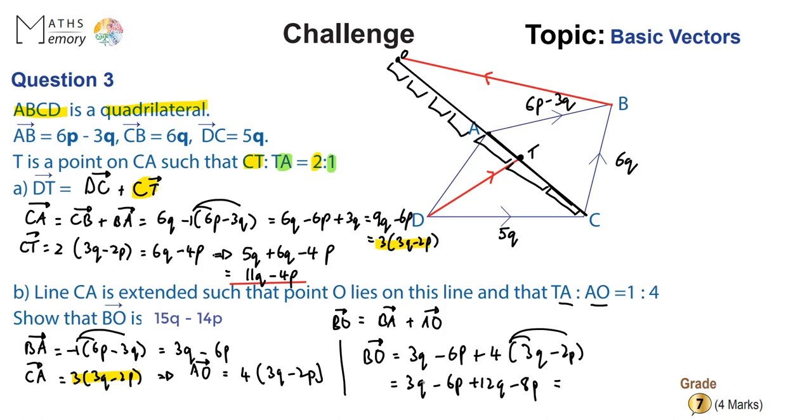All the like-for-like terms for q. So 3q plus 12q. This is 15q. And all the p's, minus 6p minus 8p over here. So this would be minus 14p. We have this, and this would be the final answer. We can't factorize this anymore. So 15q minus 14p. That would be the final answer for this.